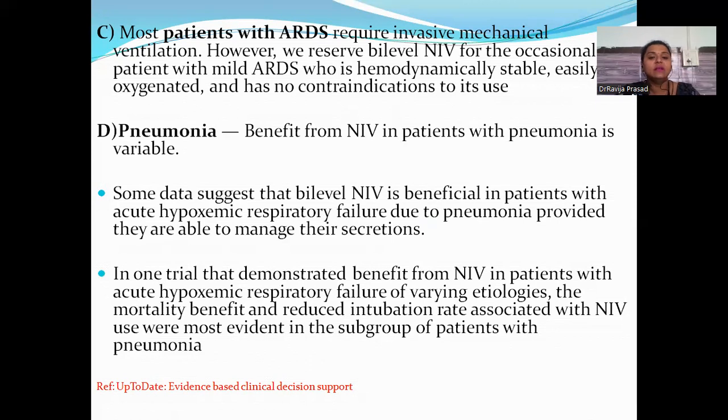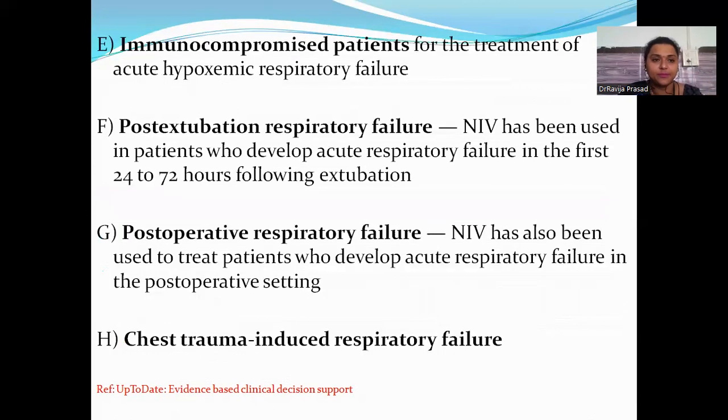In one trial that demonstrated benefit from NIV in patients with acute hypoxemic respiratory failure of varying etiology, the mortality benefit and reduced intubation rate associated with NIV use were most evident in the subgroup of patients with pneumonia. Now, these are the indications where NIV is given, where NIV is needed.